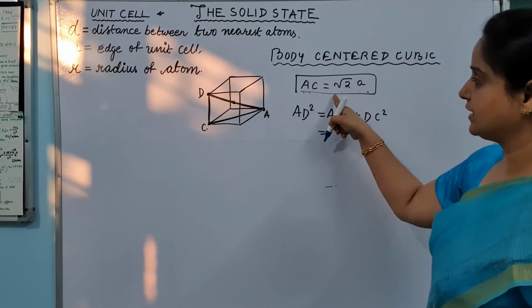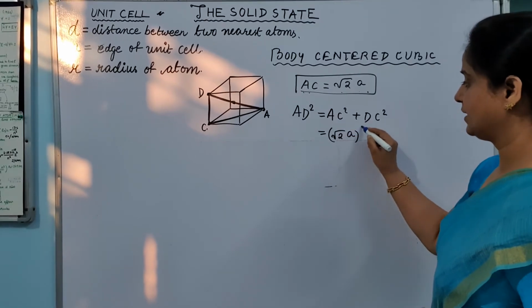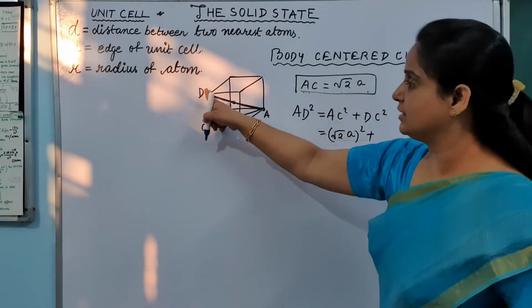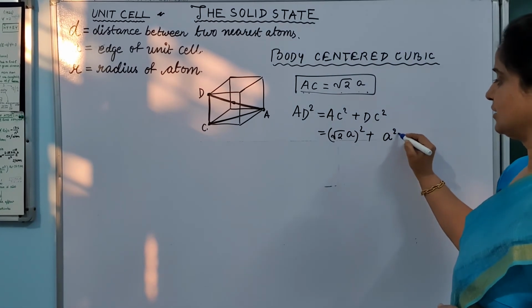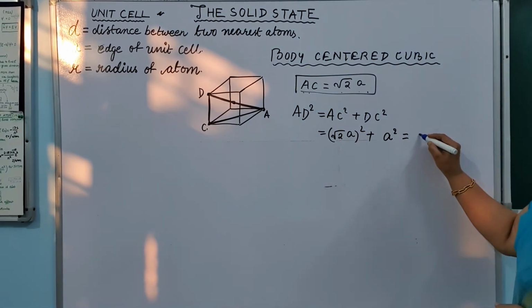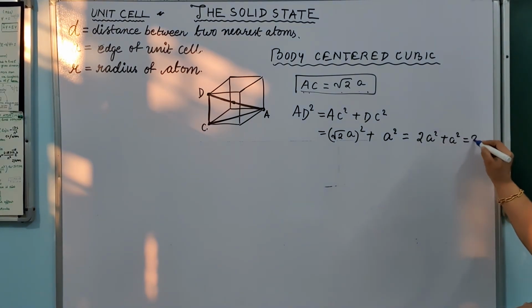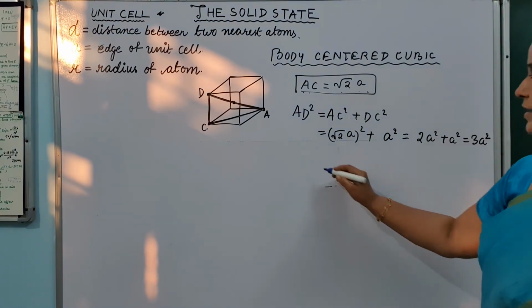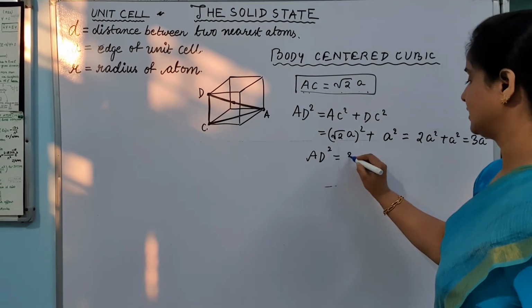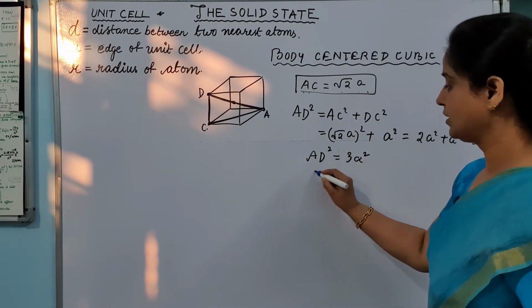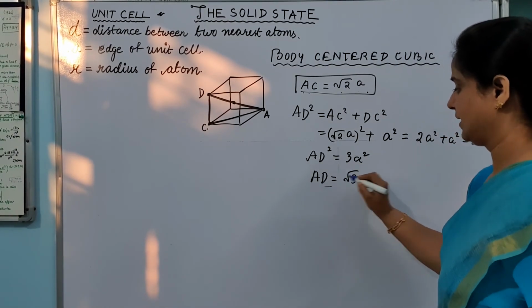AC we have already calculated, that is root 2A, so AC square is 2A square. Plus DC, what is DC? DC is the edge of the cell, so DC square is A square. Calculating it: 2A square plus A square becomes 3A square. So AD square equals 3A square, or AD will be equal to root 3A.